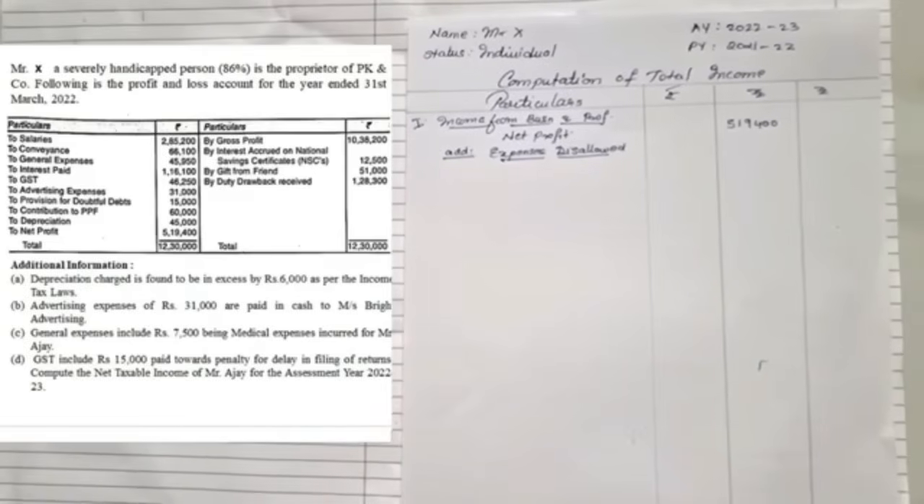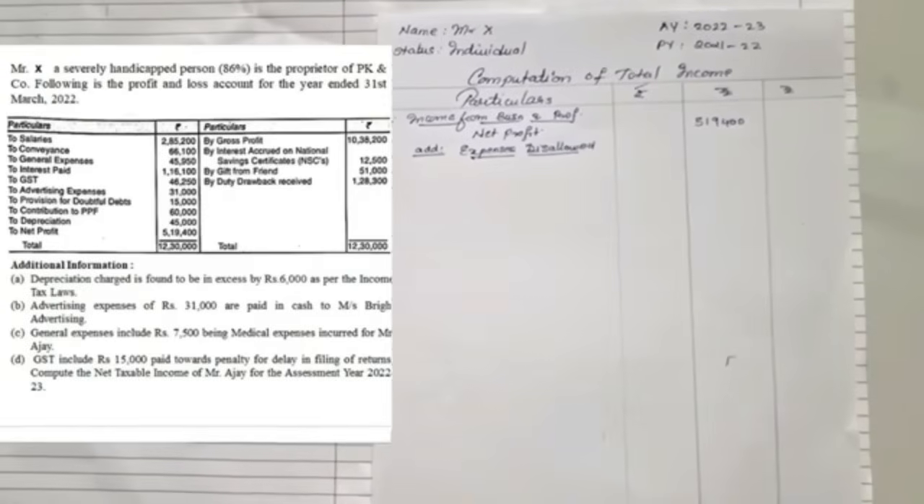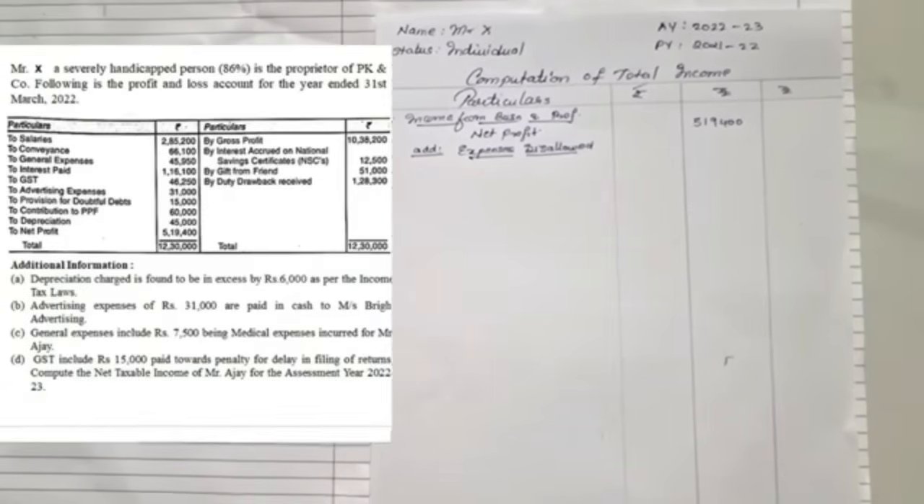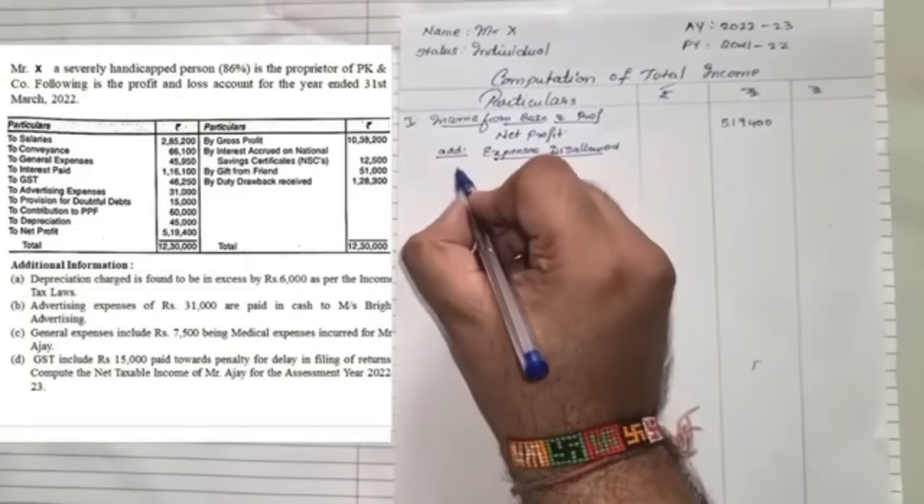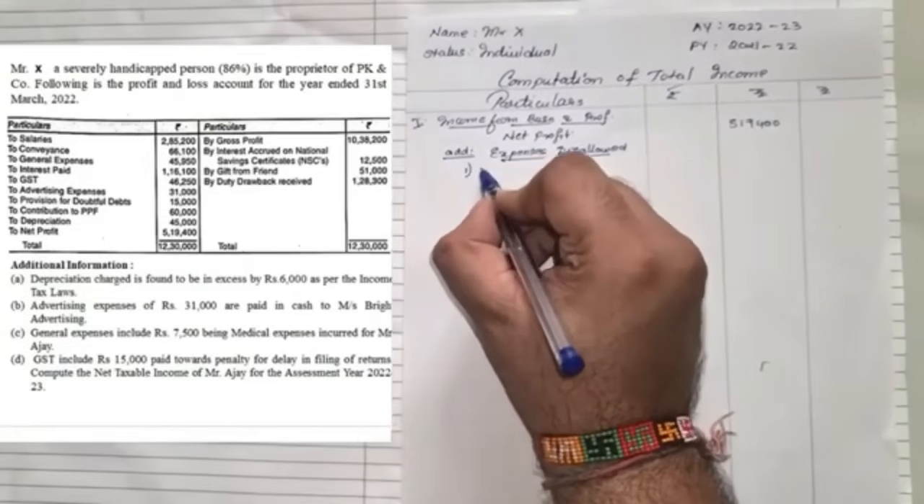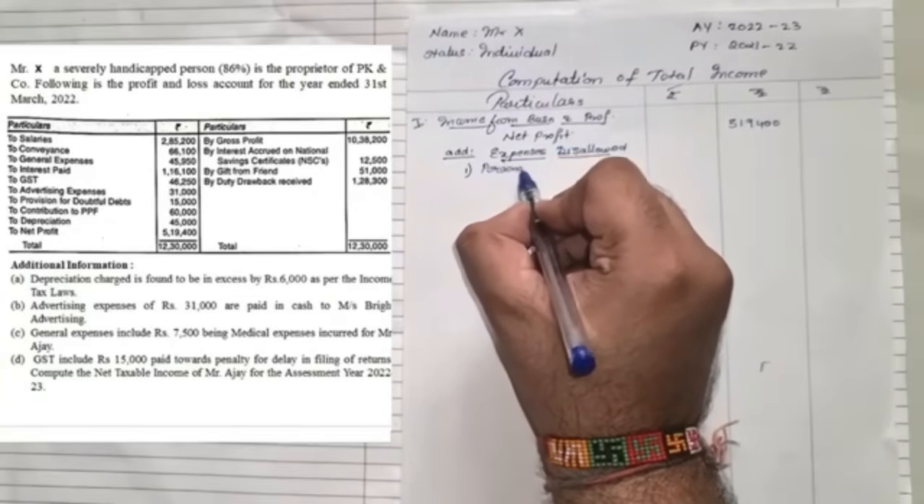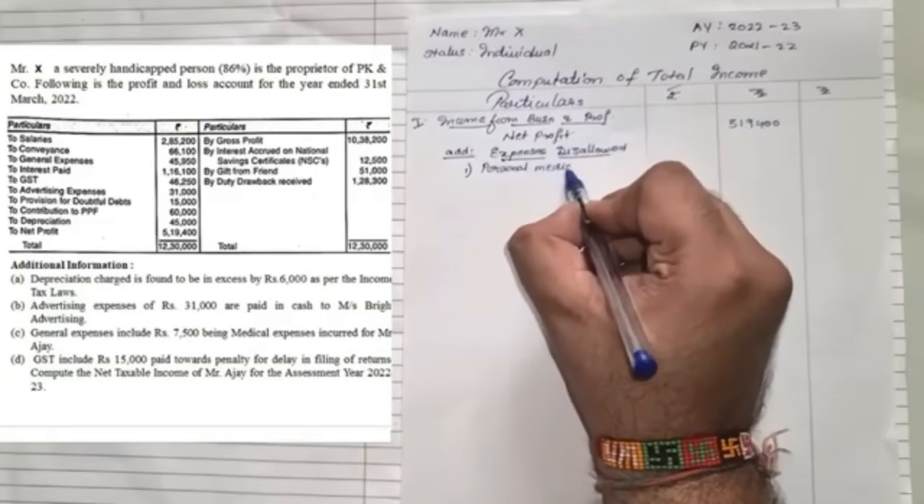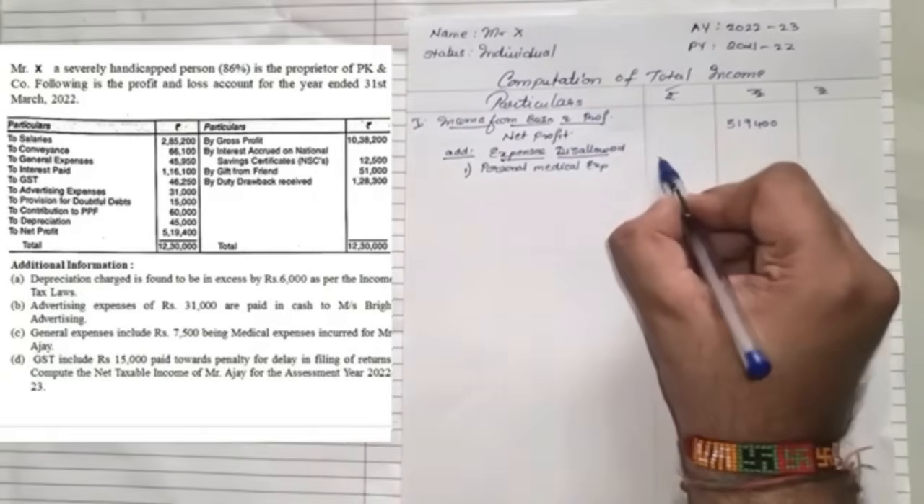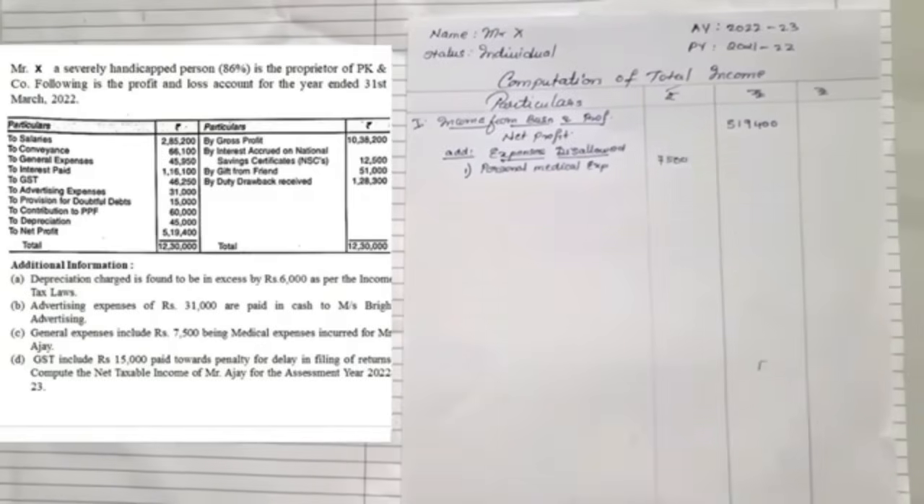Now this is something which is very personal. The amount of general expense which was for personal use is given here. Medical expense was 7,500. Since it is personal, it will be disallowed. If it was for any employee, then it would have been a business expense, but since it's for himself, it is personal. So number 1, personal medical expense amounts to 7,500.